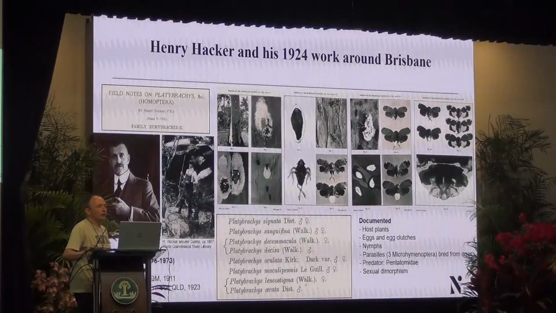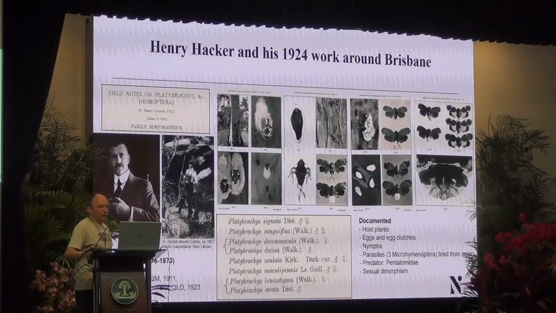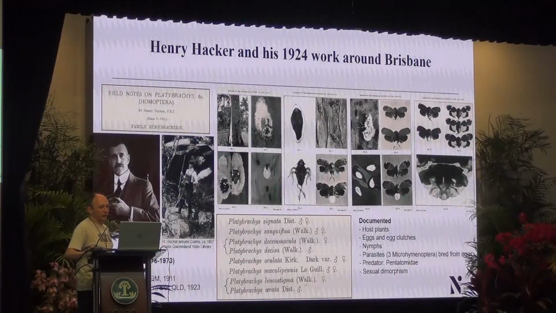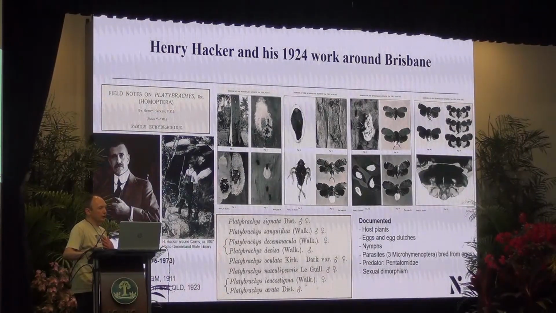Probably the interest in EURYBRACHID allowed him to live long. He died when he was nearly 100 years old. So I have some hope to finish that revision. And he published that amazing paper in 1924 on the Platybrachys and company that he had observed around Brisbane. He had done a lot of observation, including the first real observation on the natural history of the group.